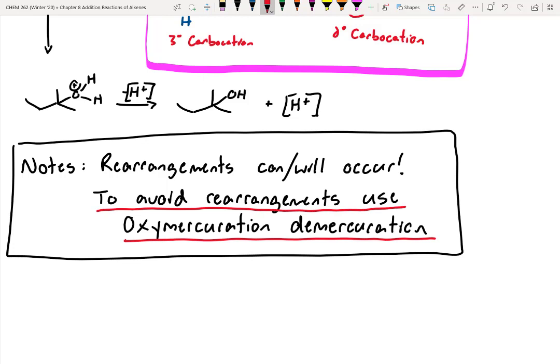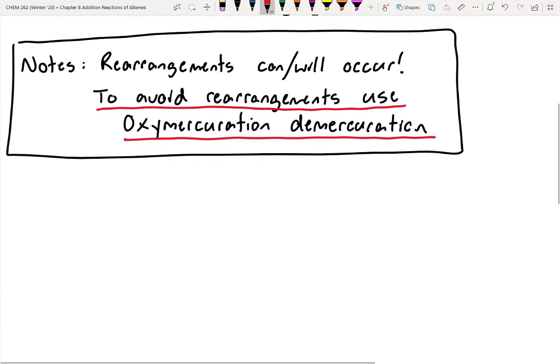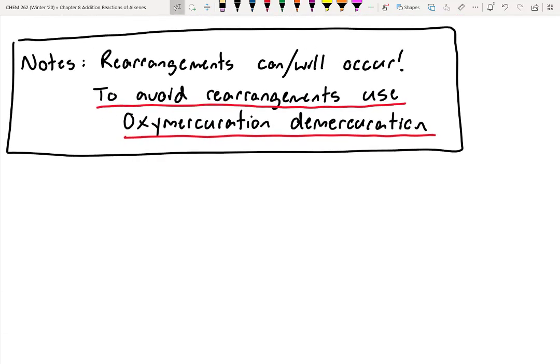And oxymercuration demercuration is a completely different mechanism, one we haven't seen before. Does oxymercuration sound like a fun reagent to do, something you'd want to do at home in your kitchen sink? Why? Because it uses mercury. It's super nasty stuff. It's a neurotoxin. So typically this is done as a last resort to avoid unwanted rearrangement chemistry. All right, so let's take a look at what happens.